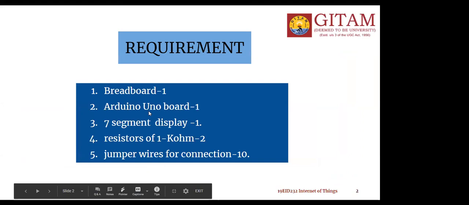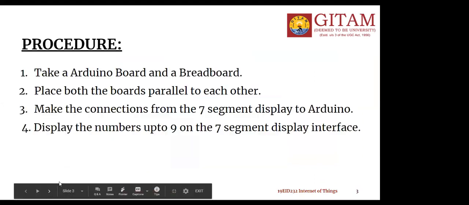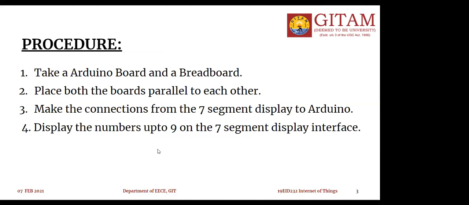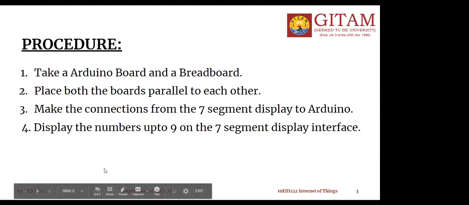So these are the requirements, sir. We need a breadboard, an Arduino Uno board, one 7-segment display, one resistor, and 10 jumper wires. First, we have to take the Arduino board and place the breadboard parallel or horizontal to each other, and make the connections. Then we have to display the numbers on the 7-segment display.